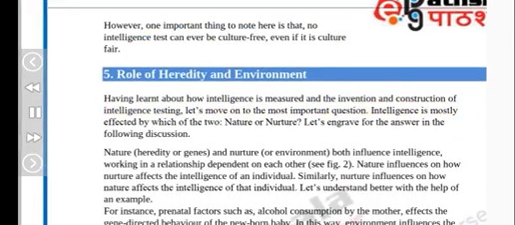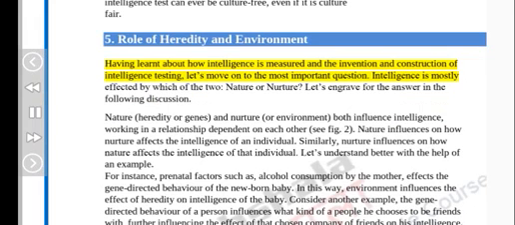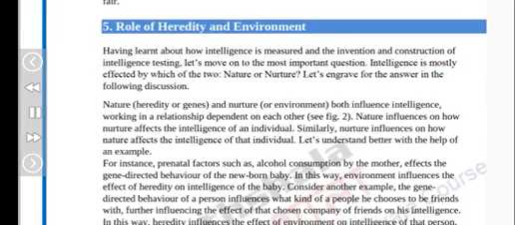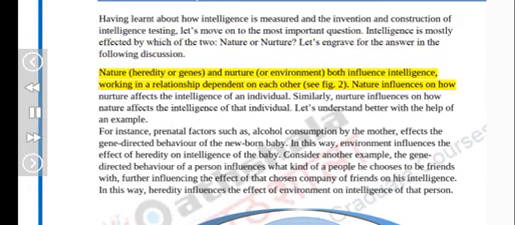5. Role of heredity and environment. Having learned about how intelligence is measured and the invention and construction of intelligence testing, let's move on to the most important question. Is intelligence mostly affected by which of the two, nature or nurture? Let's find the answer in the following discussion. Nature, or heredity or genes, and nurture, or environment, both influence intelligence, working in a relationship dependent on each other, see Fig.